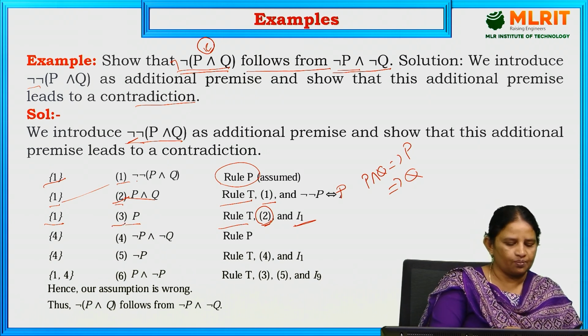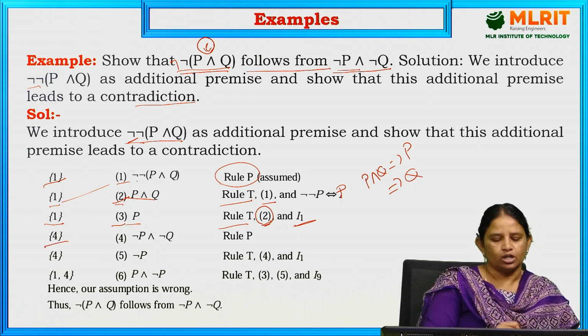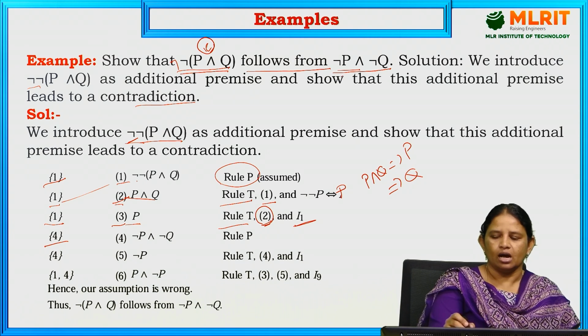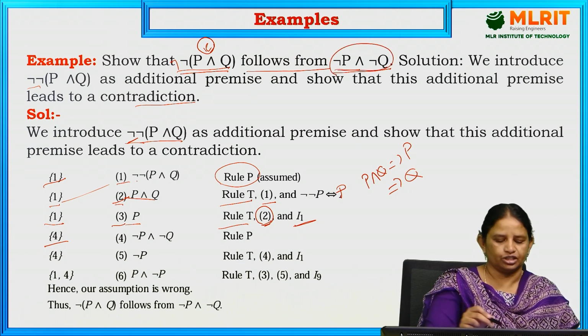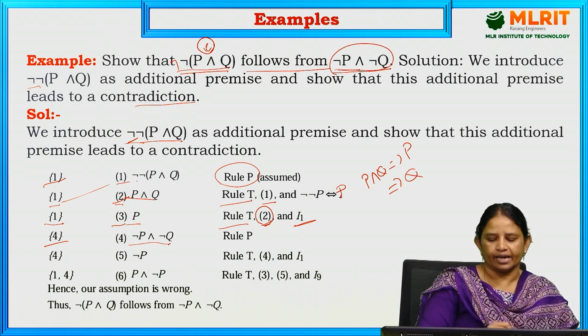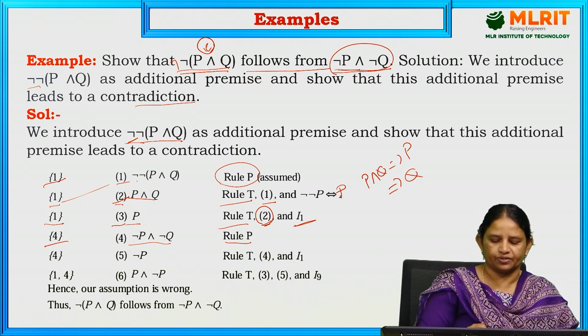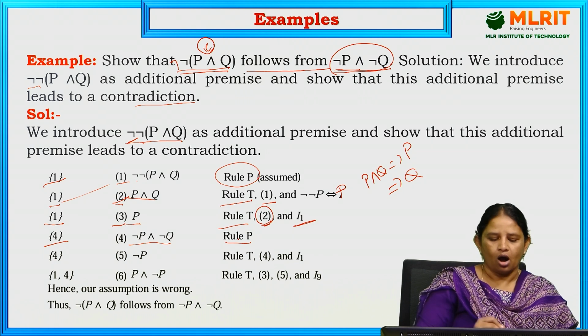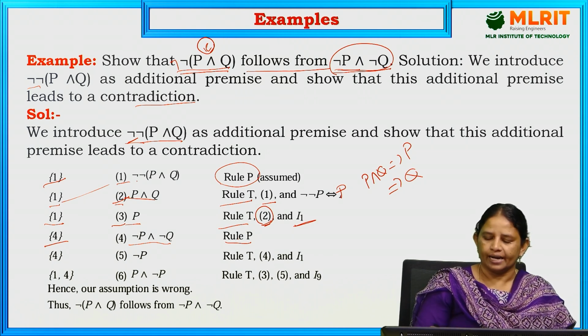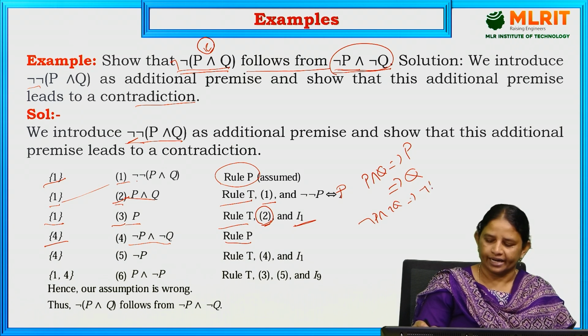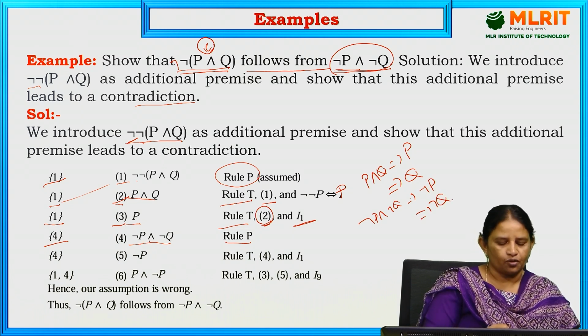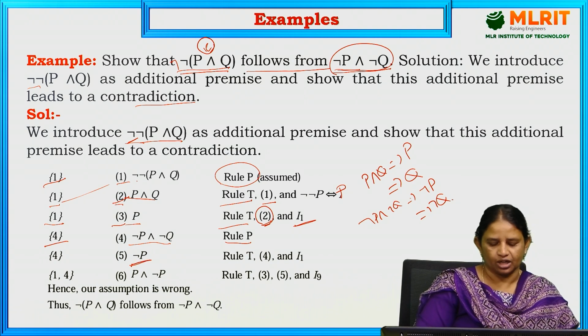Step 3 is completed. Now step number 4. Take the next premise, negation P or negation Q. It is already present in the set of premises, so we call it rule P. According to the premise, it is either negation P or negation Q, so from this we are going to take negation P. That is implication number 1.